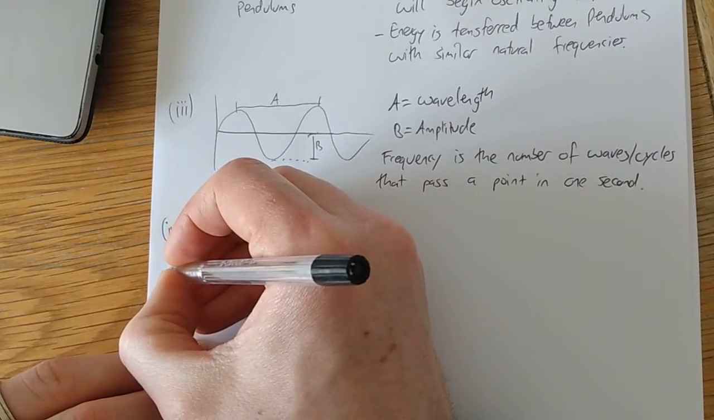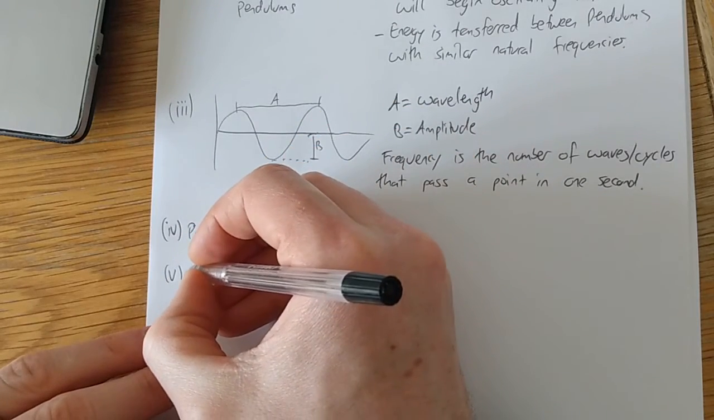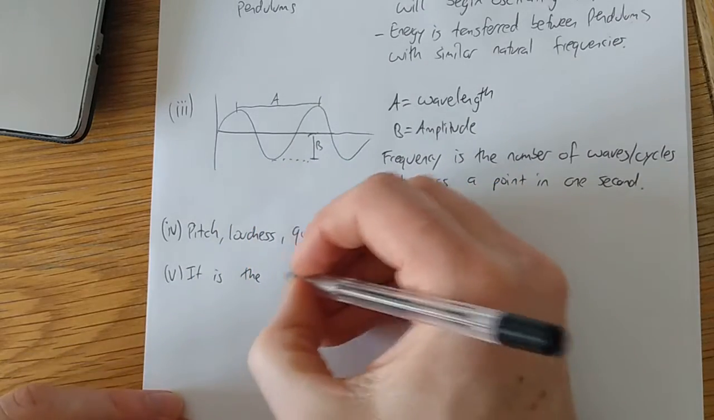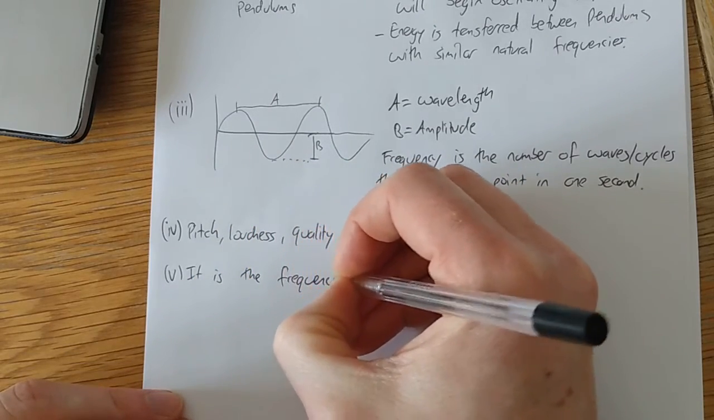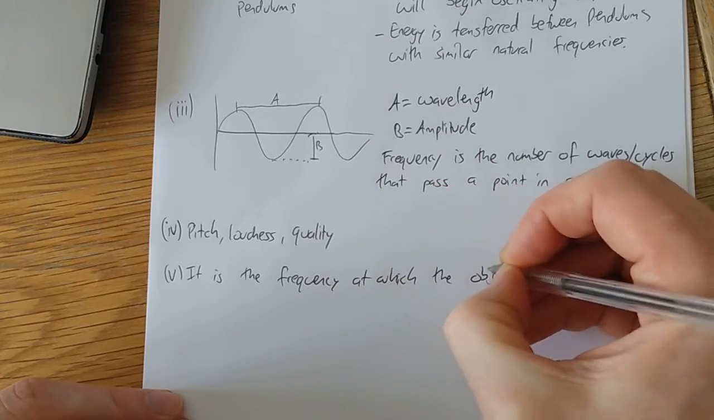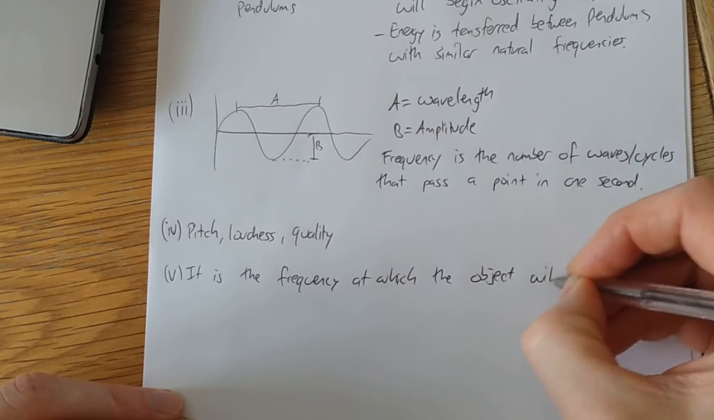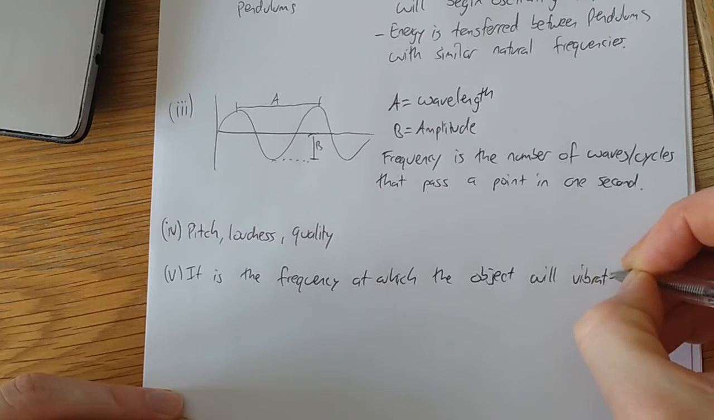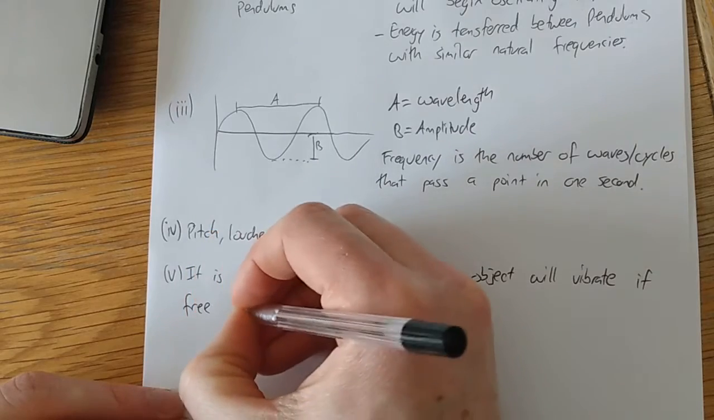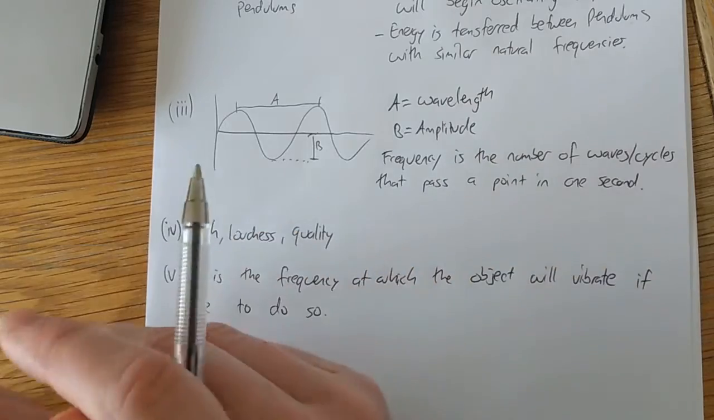What is meant by the natural frequency of an object? It is the frequency at which the object will vibrate if free to do so. So everything can have a natural frequency.